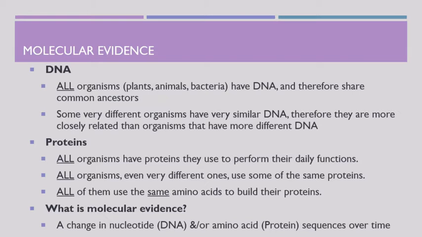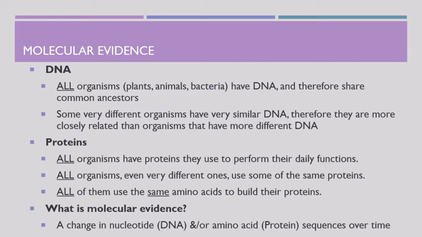Well, it's going to come in the form of DNA and proteins. It's important to remember that all organisms have DNA, and so they're going to share common ancestors. All of the variations that you see today, as we've talked about before, are based on some mutation or other somewhere. Now, there are some very different organisms that have very similar DNA, and so they are going to be more closely related than organisms that have more different DNA, something else we've talked a little bit about.